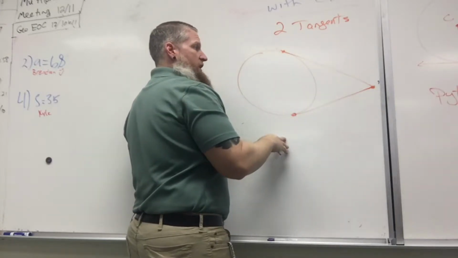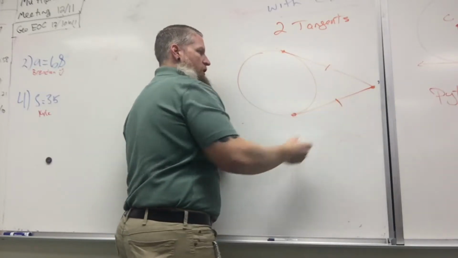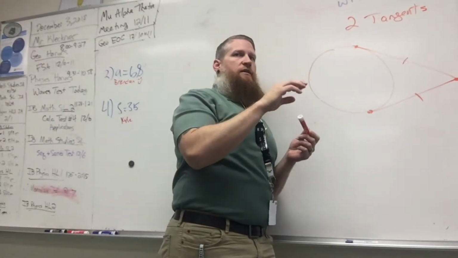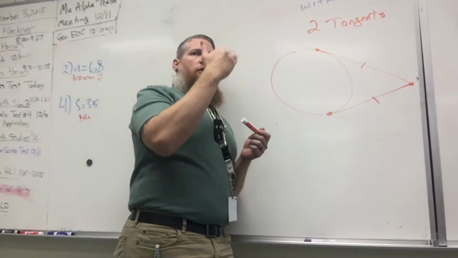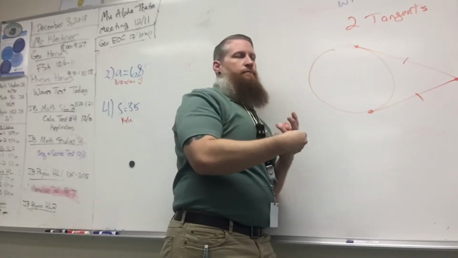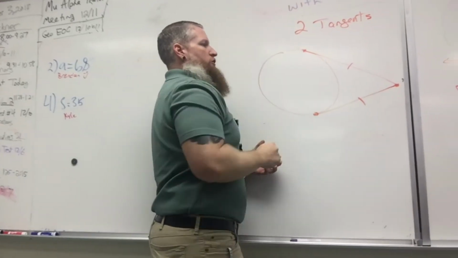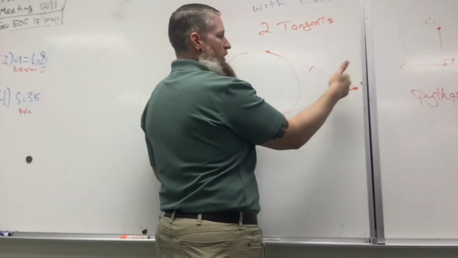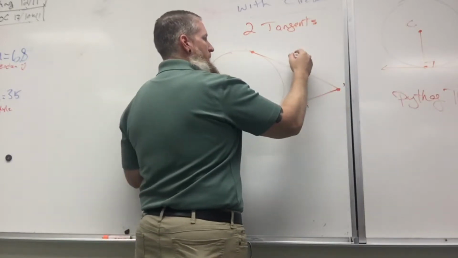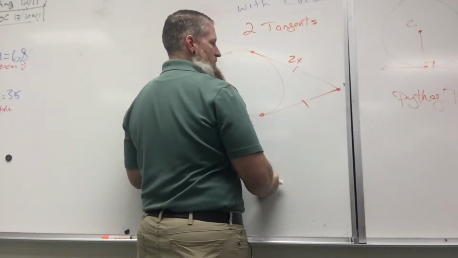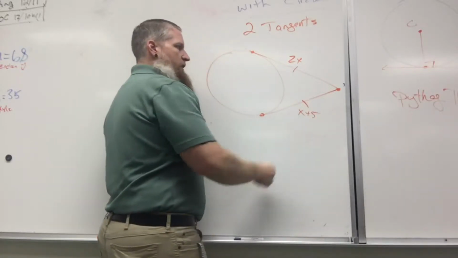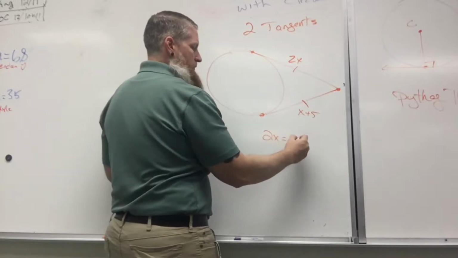Anytime you see a situation like this, they're going to be equal to each other. So if you've got multiple tangents going to the exact same circle, they're always going to be equal to each other, as long as they intersect at the same point. I can't draw a tangent over here and assume it's going to be the same length. I just do it here because that is intersecting at the same point. So again, if I knew that was 2x and this was x plus 5, I could just set those equal to each other.